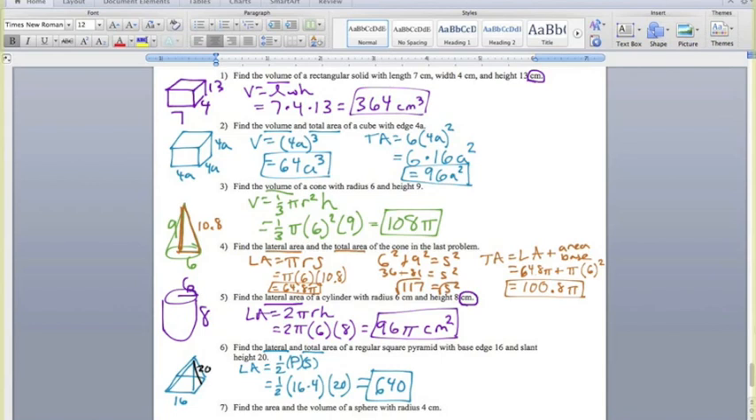And again, I mark up my question so that I know I'm not done with it yet because we still need to find total area. Again, total area as a general rule is lateral plus the area of the base or bases if there's a top and bottom. Lateral area is 640. The area of the base. The base is a square, so how do I find the area of that? 16 squared, or 16 times 16 to find the area of that square. So I can type that in the calculator, and I get 896.